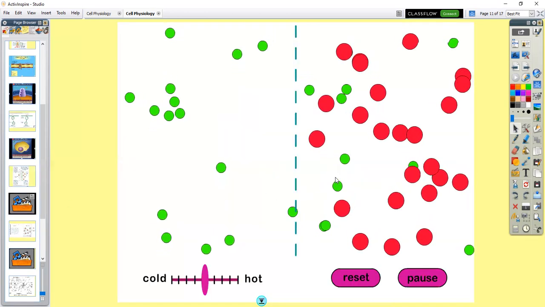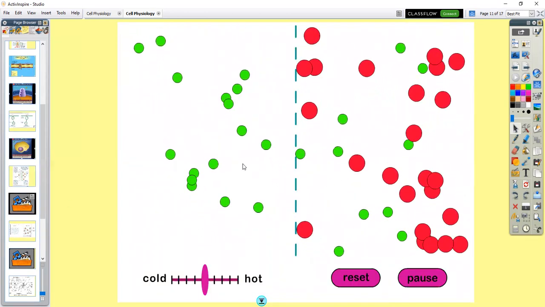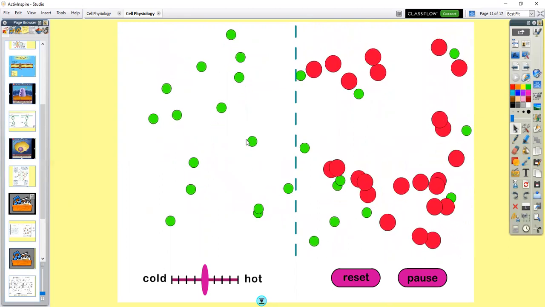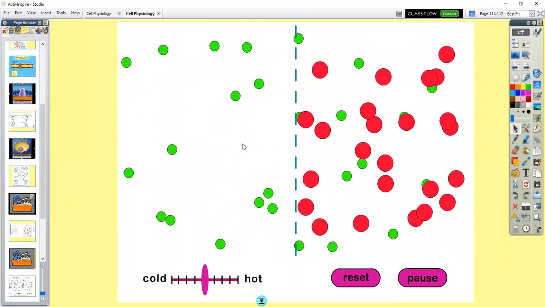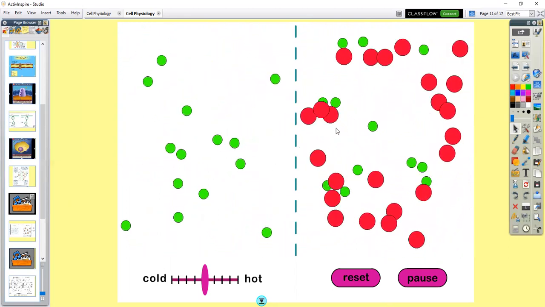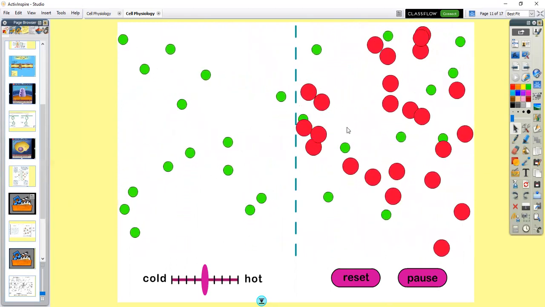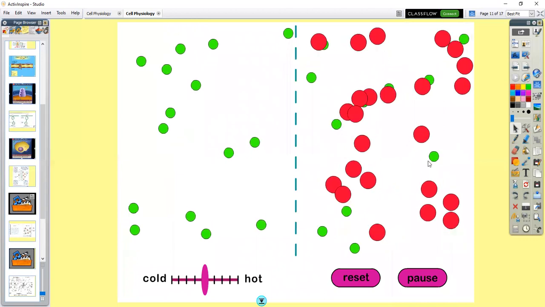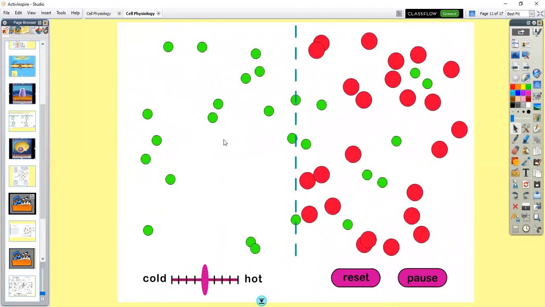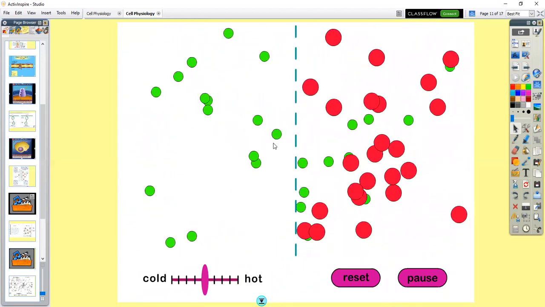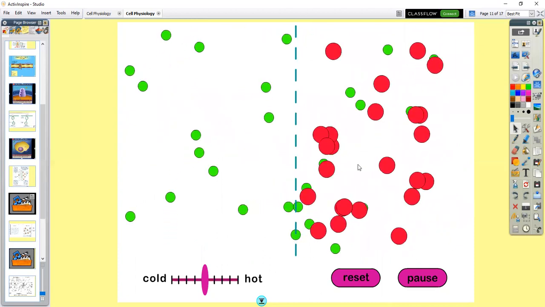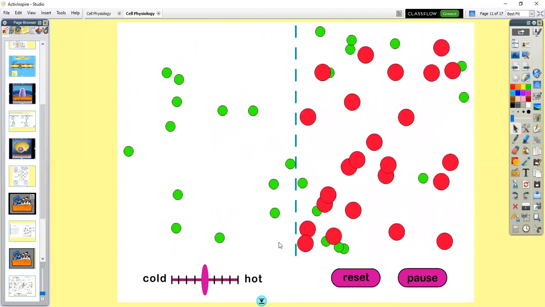Okay, and you can see that here we have water molecules, and this should be blue but are green here. These smaller molecules can pass through the membrane. Okay, the larger molecules can't, so it's a more concentrated or hypertonic solution on this side, hypotonic solution on this side, so more water molecules will move from left to right.